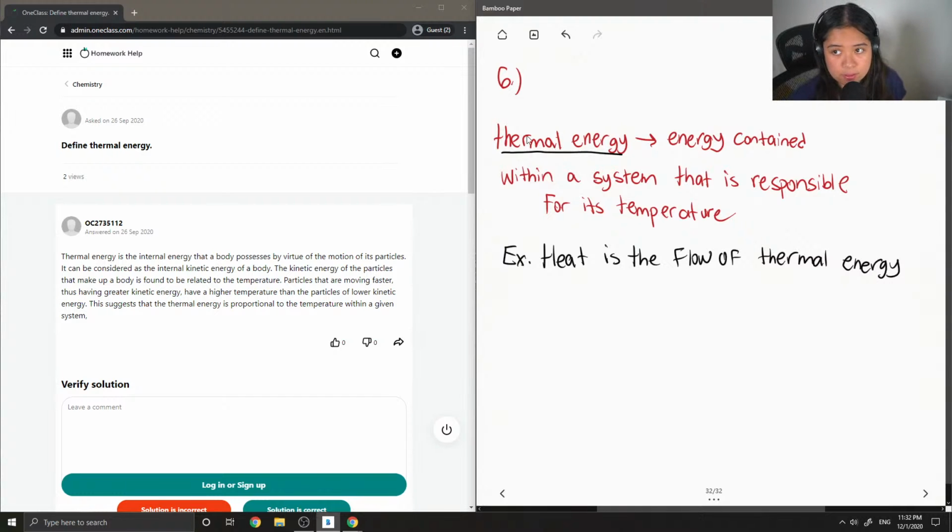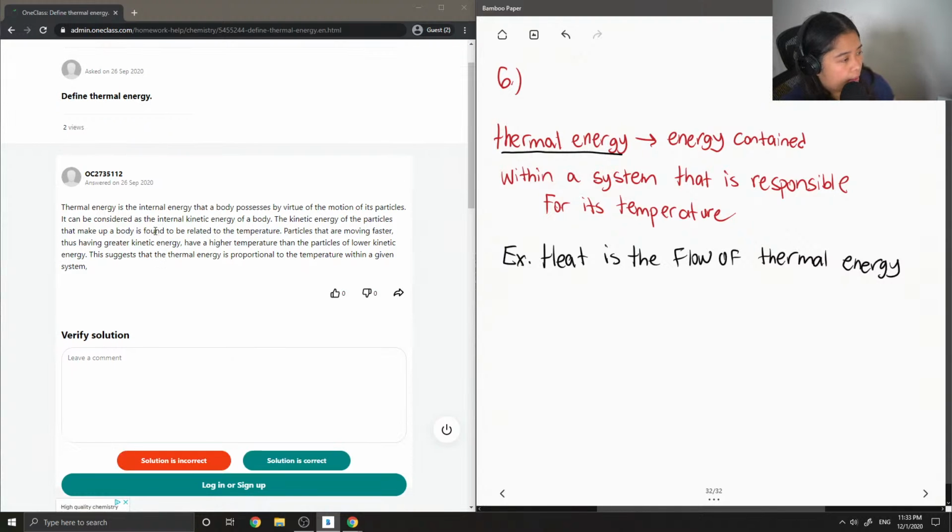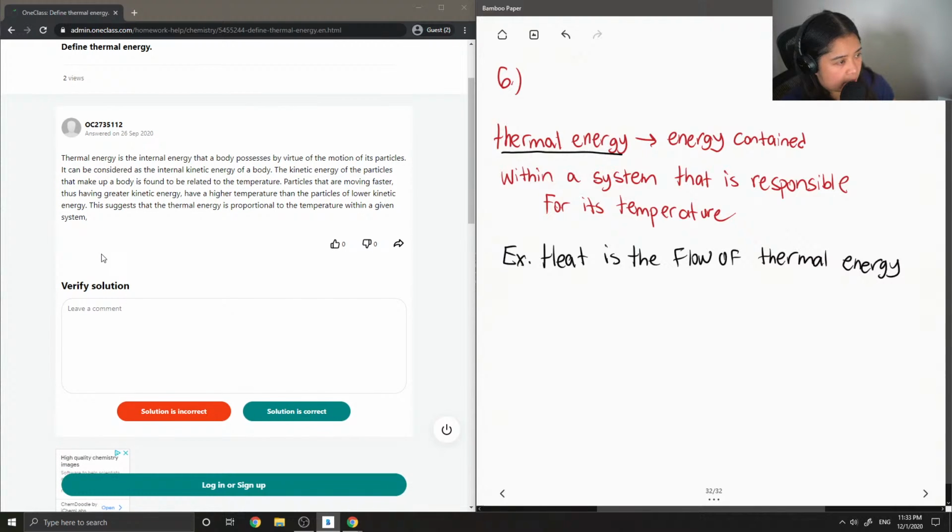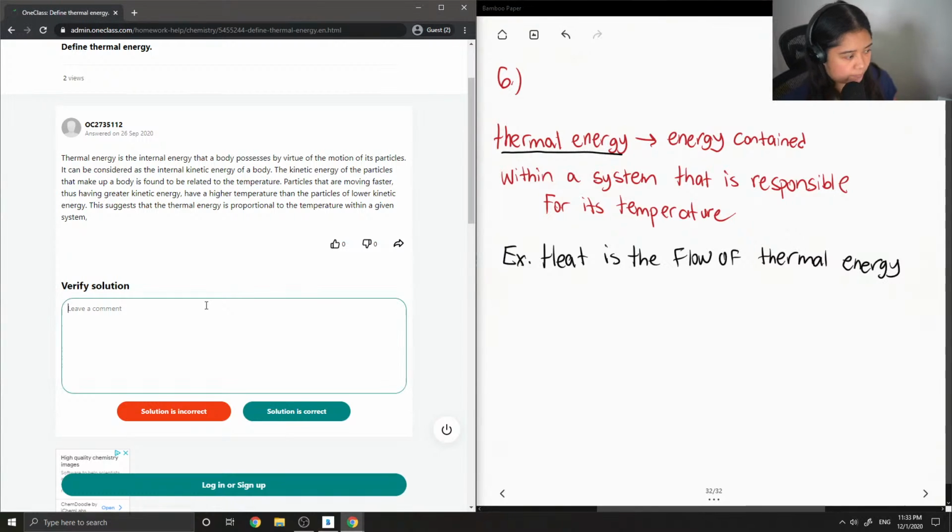Okay, so let's see what the junior tutor said. Thermal energy is the internal energy that a body possesses by virtue of the motion of its particles. It can be considered as the internal kinetic energy of a body. The kinetic energy of the particles that make up a body is found to be related to the temperature. Particles that are moving faster, thus having greater kinetic energy, have a higher temperature than the particles of lower kinetic energy. This suggests that the thermal energy is proportional to the temperature within a given system.